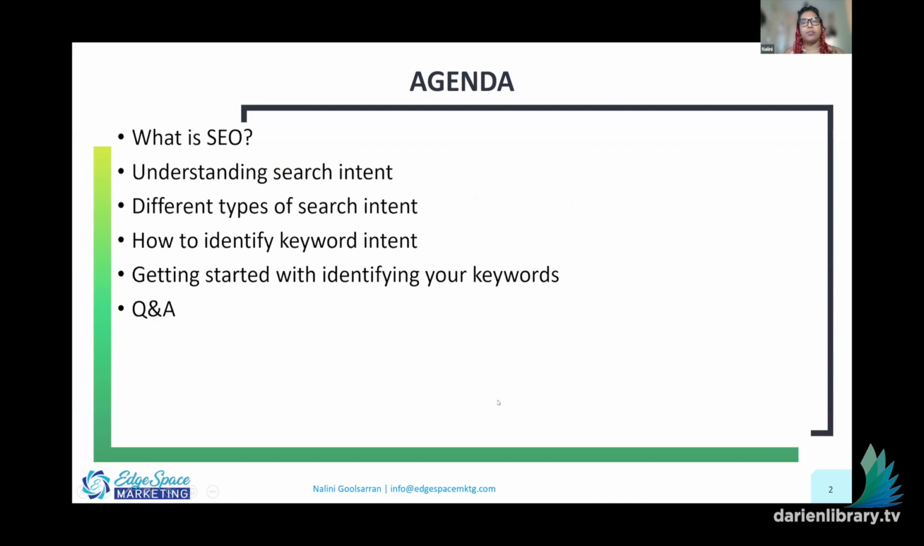So today we're going to talk briefly about what is SEO. We're going to talk about understanding the user's search intent. We're going to talk about the different types of search intent, and then how to identify them. Right? It's one thing for me to tell you to find your keywords. It's another thing for you to figure out how to actually find your keywords using the intention behind it. And then of course, we're going to talk a little bit more about just getting started with how you do that.